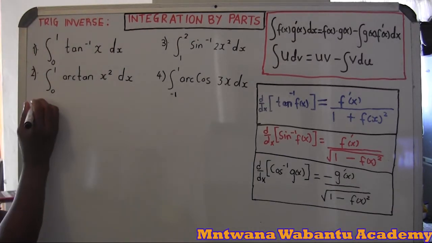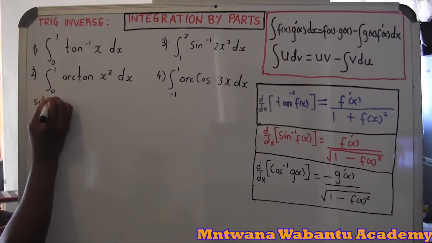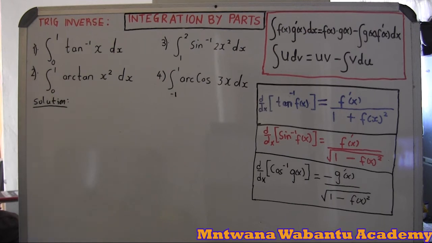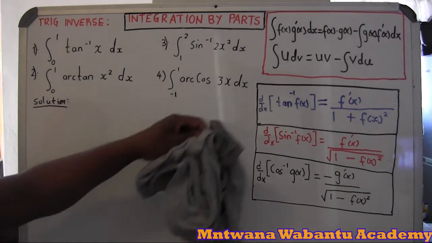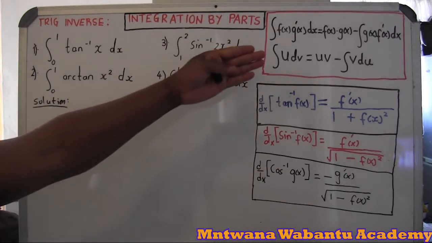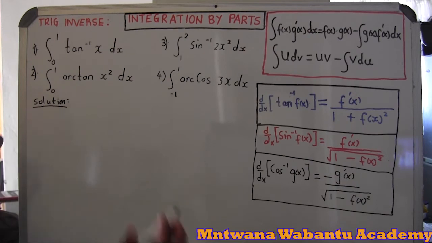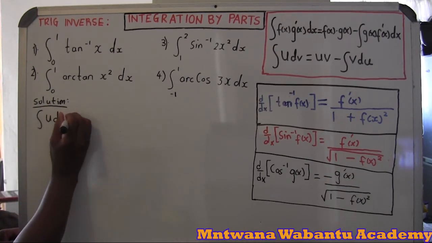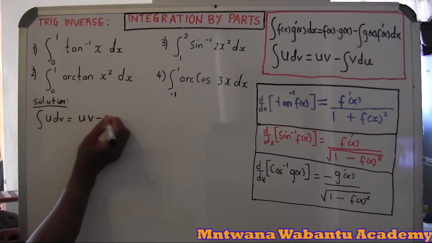Now let's start with the first one. For the first solution, first and foremost, we're going to write the formula because we have already identified this as trigonometric by parts. So now I'm going to write my formula. You can use either the first one or the second, it's the same thing. Let me use the second one, for example: the integral of u dv formula, uv minus the integral.